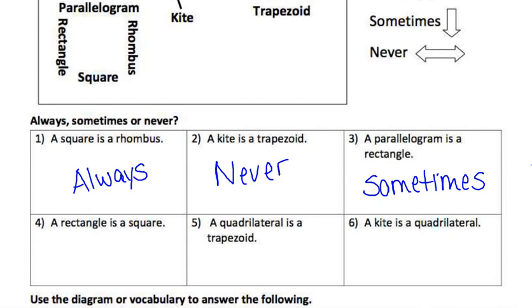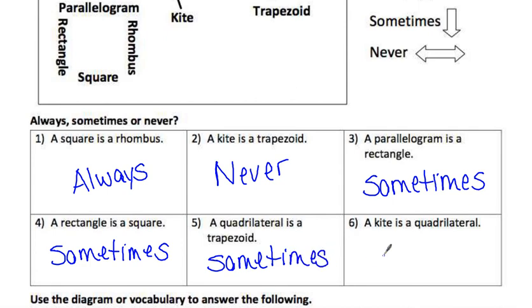So a rectangle is sometimes a square. Quadrilateral is never a trapezoid. I'm sorry, is sometimes a trapezoid. Not never. Because quadrilateral goes down to trapezoid. And a kite is always a quadrilateral.